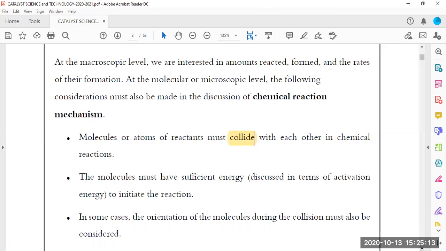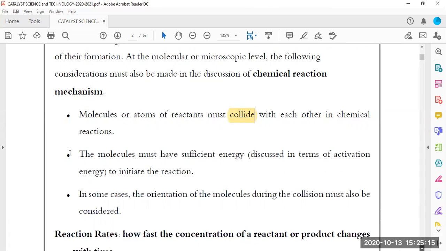That's the first thing. And it doesn't mean any collision means the reaction would happen. It's not necessarily so, but we need a first stable collision. The molecules must have sufficient energy. Concentrate on this word: we need sufficient energy, enough energy. That collision would be with enough energy.